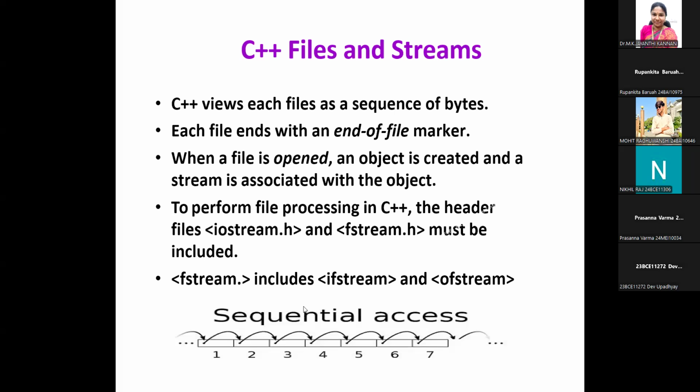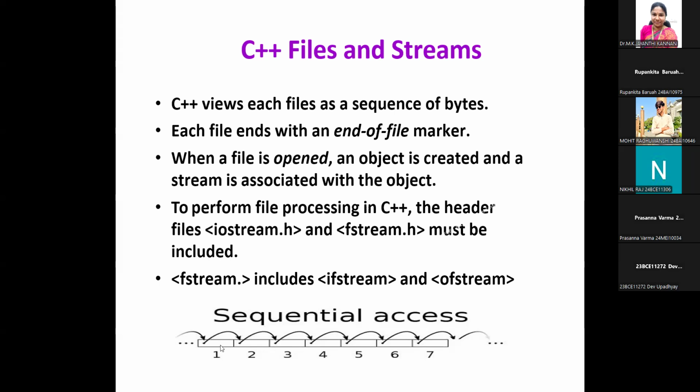We already discussed the flow, which is the base class and which is the derived class. Within ios we have istream and ostream, and within fstream we have the derived classes ifstream and ofstream. Now we are discussing the sequential file operations in C++.